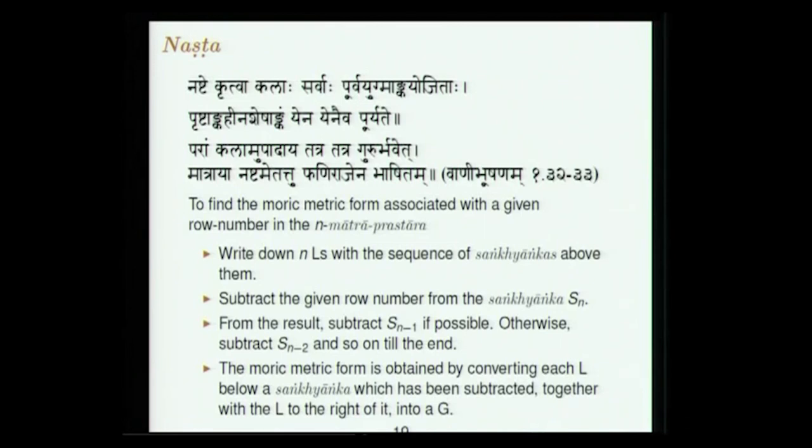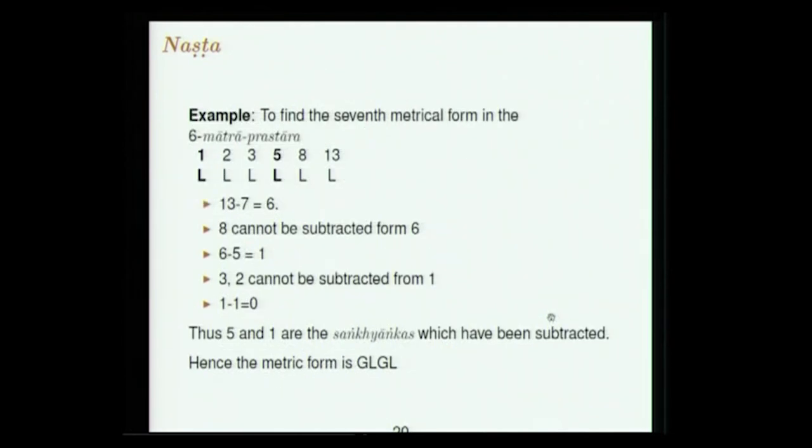Now, if you want to find out the moric metric form associated with a given row number in the n matra prastara, first you write down n L's with the sequence of Sankhyankas above them. Subtract the given row number from the last Sankhyanka Sn. From the result, subtract Sn minus 1 if possible, otherwise subtract Sn minus 2 and so on till the end. The moric form is obtained by looking at all those Sankhyankas which have been subtracted. So, as a statement of an algorithm, it is somewhat complicated, but if we look at an example, it will become very clear. It is also a fairly simple algorithm.